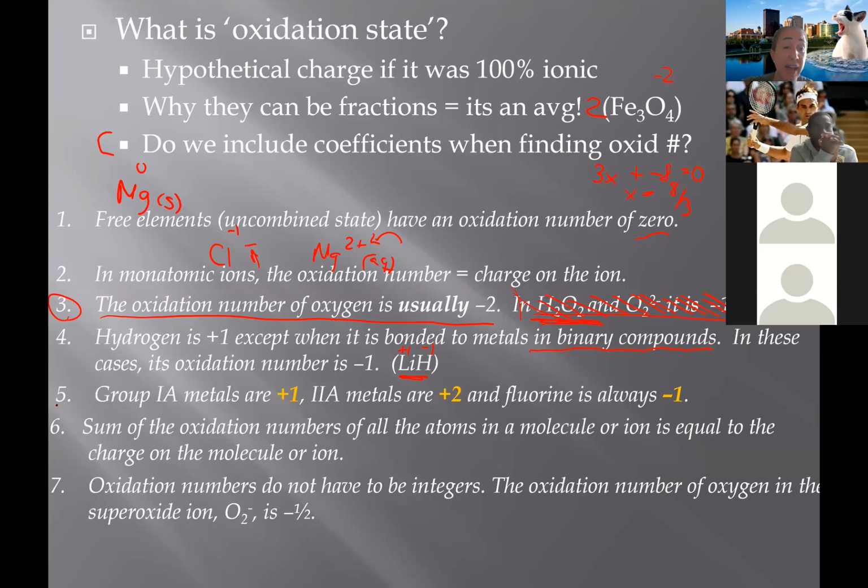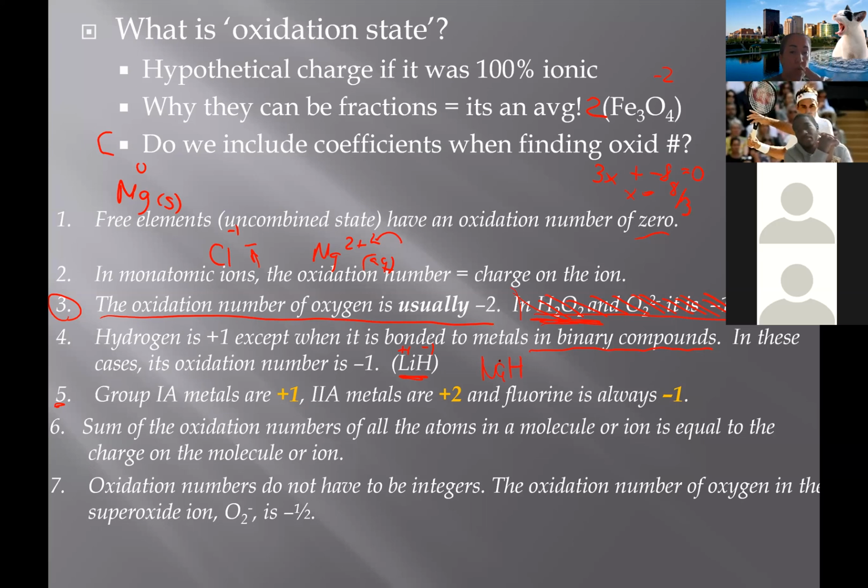Okay, number 5 is really easy because it's not even a new thing. Group 1A, so that first column, always +1. Great, that's what they always are anyways. Go ahead. For the rule for number 4, so if it were like sodium hydride, it would be -1? Yep, sure would. Yep.